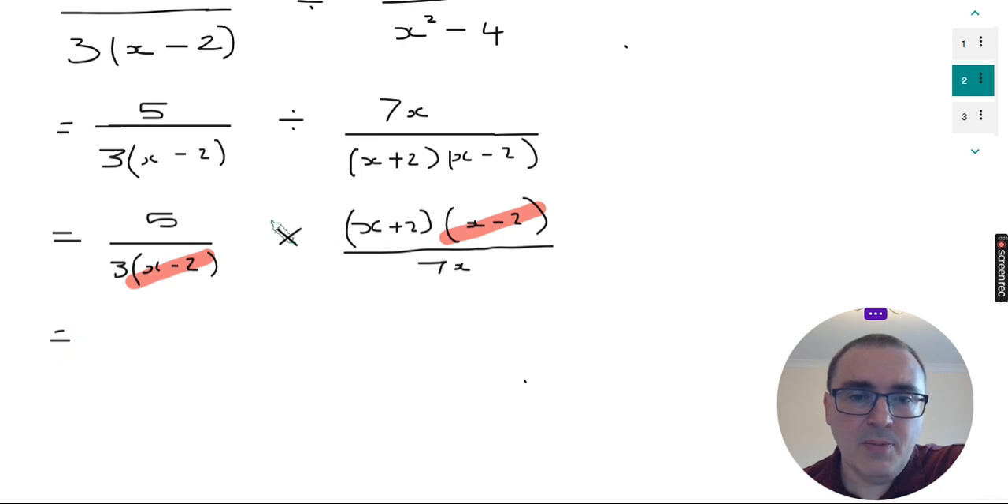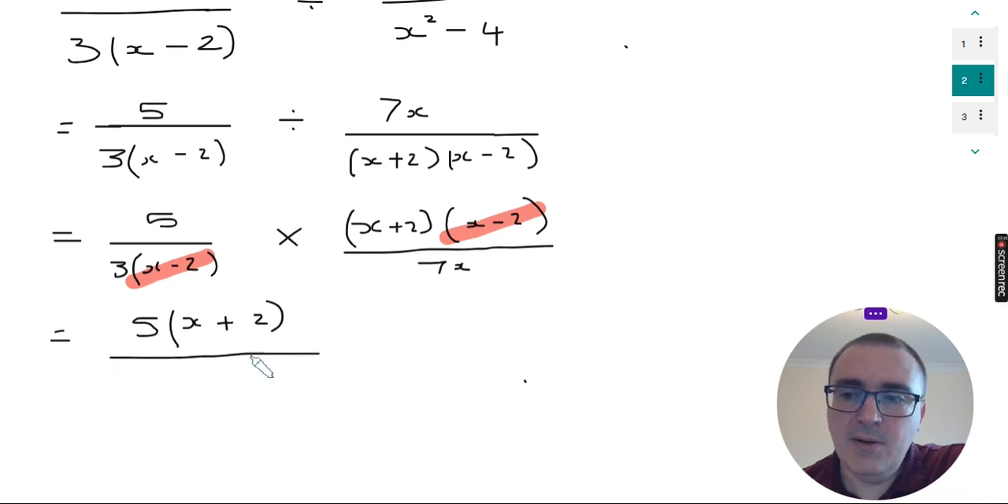So on the top we can now multiply the numerators together, so we can write that as 5 bracket x plus 2. If you wanted to you could multiply out the bracket, but there's no need to do that. On the denominator we've got 3 times 7x, which is 21x. And that is our final answer.